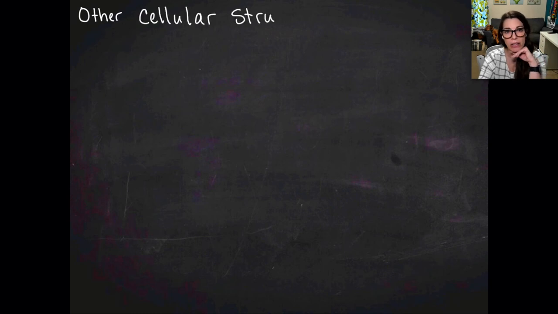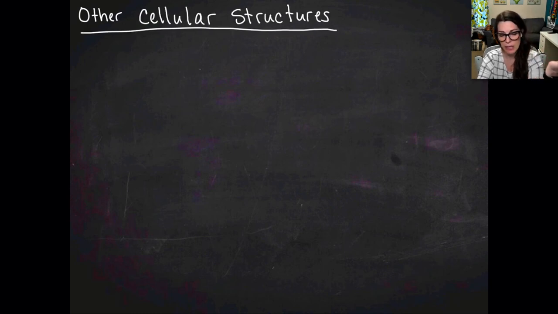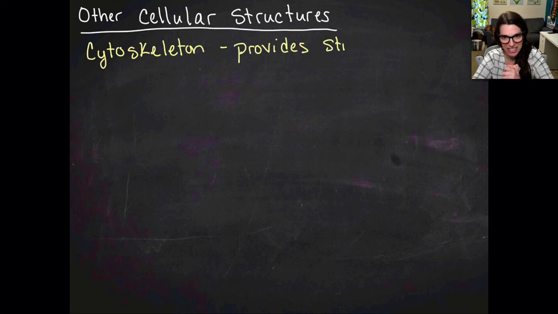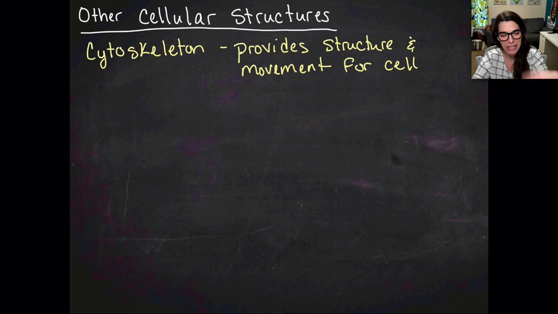So other cellular structures, because we can't just talk about the organelles that are floating around in the cytoplasm, because then these notes would only be sort of long instead of unreasonably long. So other cellular structures. We have to talk about the cytoskeleton. So I said that it provided structure and movement for the cell, but we need to talk about what the parts of the cytoskeleton are.